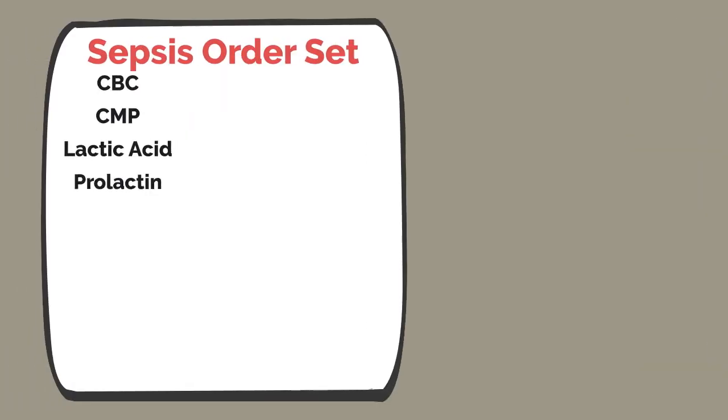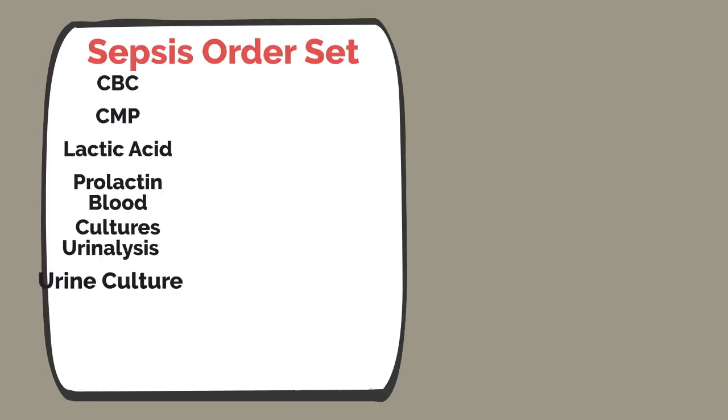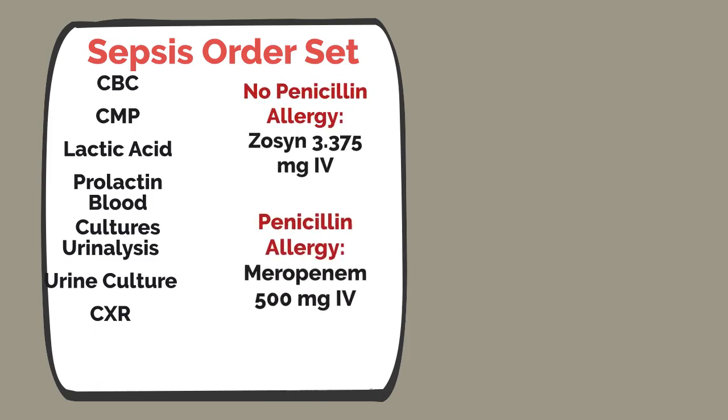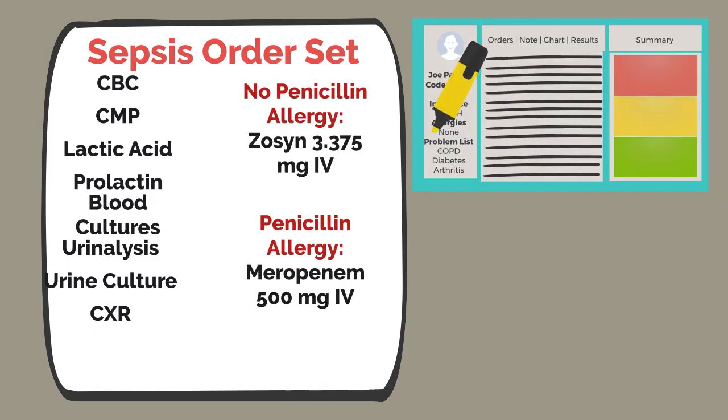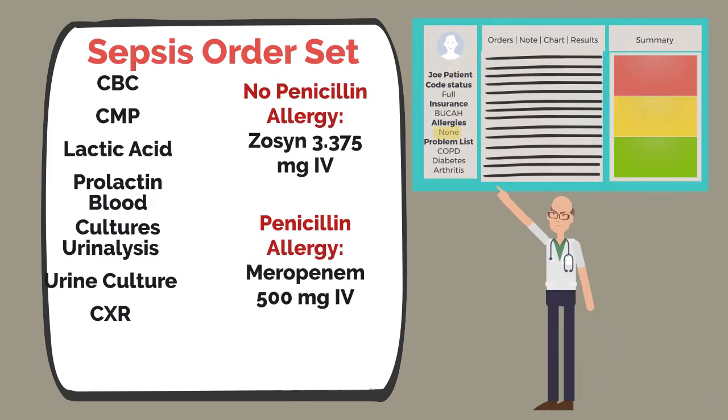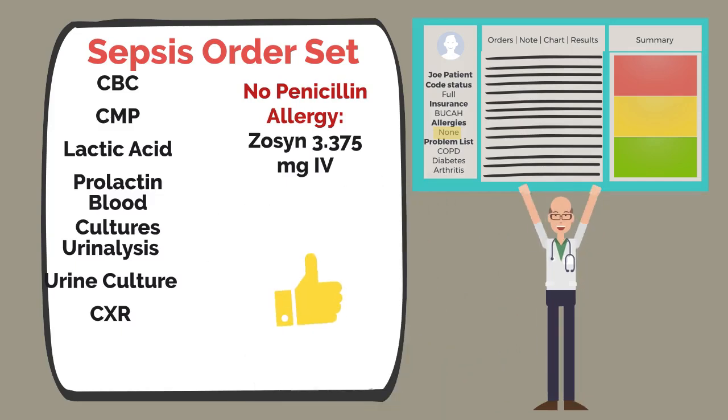If a patient requires broad-spectrum antibiotics for sepsis or pneumonia, and there are 2 sets of choices based on the patient's penicillin allergy, you already have that information. Why are we making people look up the allergy and think about it?